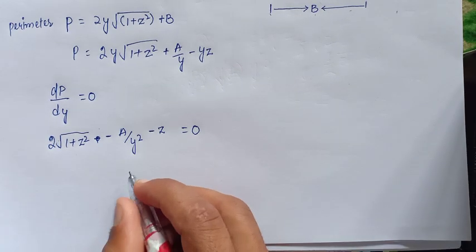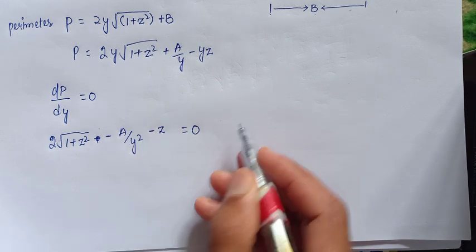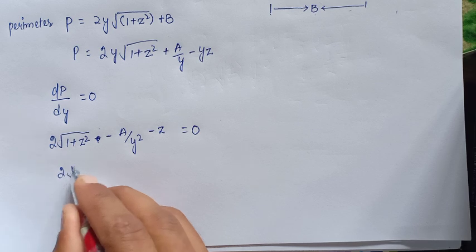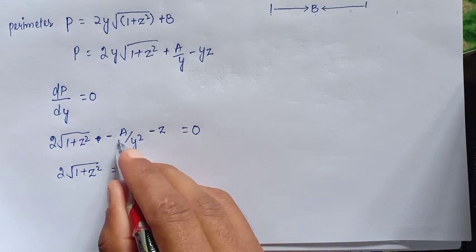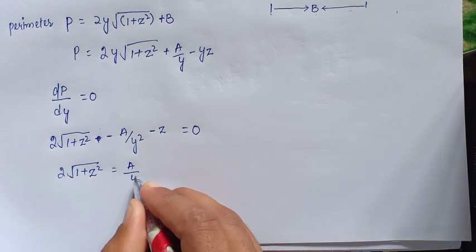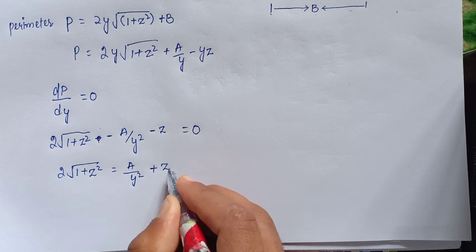So next, we have to take these two values on this side. Twice under root of 1 plus z square will be equal to a upon y square. This minus will go to the other side as positive z.